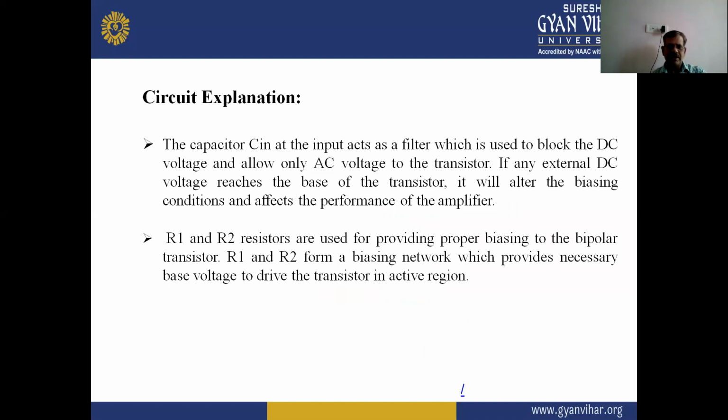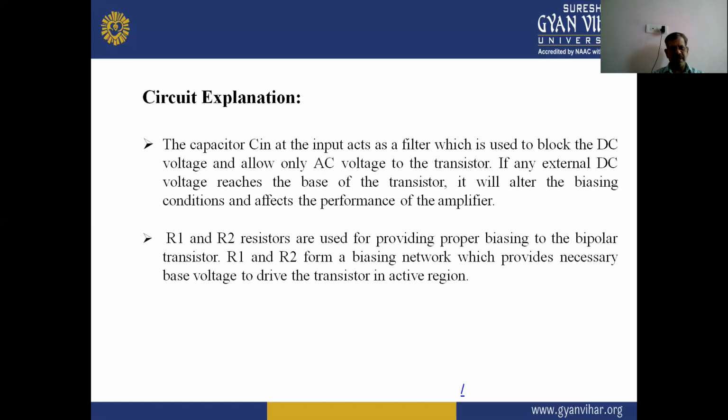The capacitor C in at the input acts as a filter, which is used to block the DC voltage, because this is the property of a filter capacitor, which blocks the DC voltage and allows only AC voltage to the transistor. If any external DC voltage reaches the base of the transistor, it will alter the biasing condition and affect the performance of the amplifier. So here the input capacitor C in acts as a filter, used to block the DC voltage.